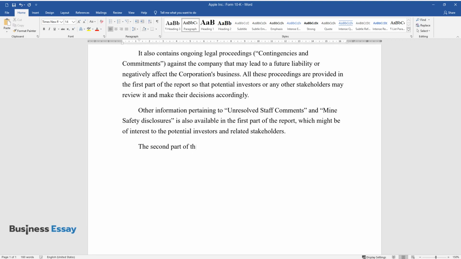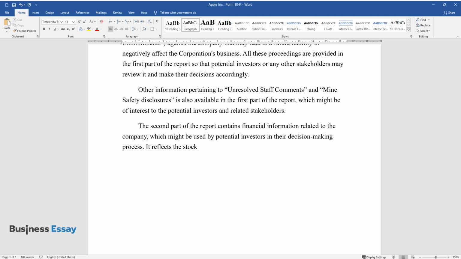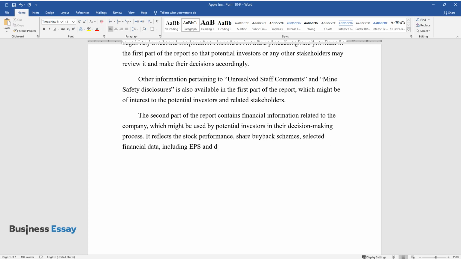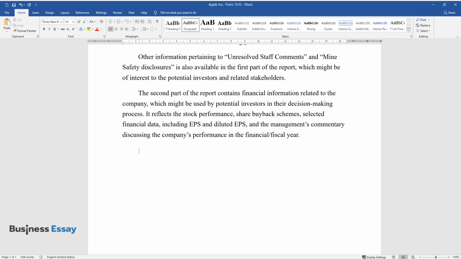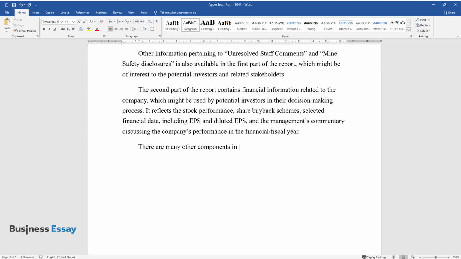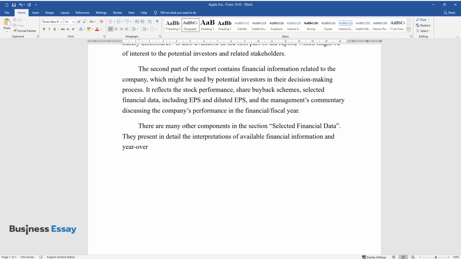The second part of the report contains financial information related to the company, which might be used by potential investors in their decision-making process. It reflects the stock performance, share buyback schemes, selected financial data, including EPS and diluted EPS, and the management's commentary discussing the company's performance in the fiscal year. There are many other components in the section Selected Financial Data. They present in detail the interpretations of available financial information and year-over-year comparisons, facilitating the understanding of stakeholders.